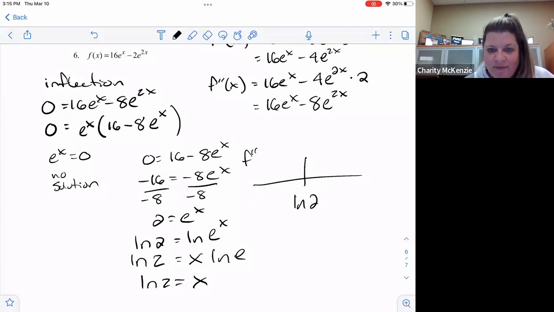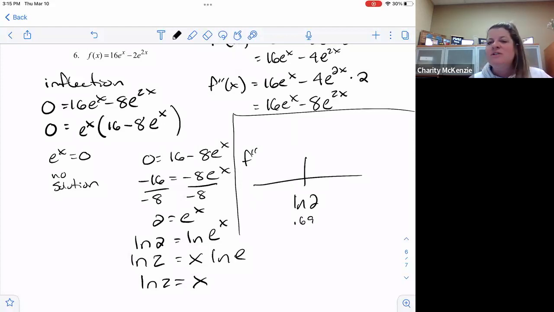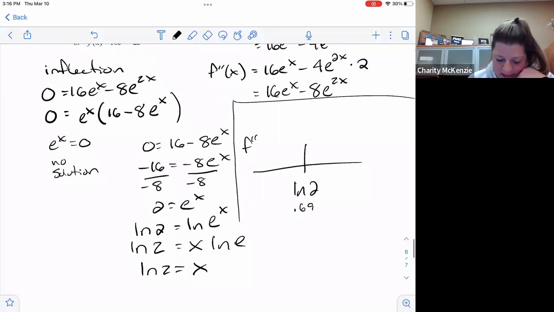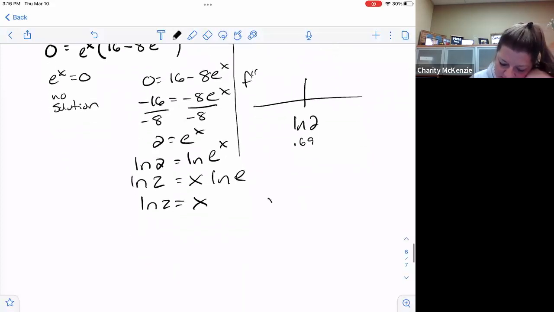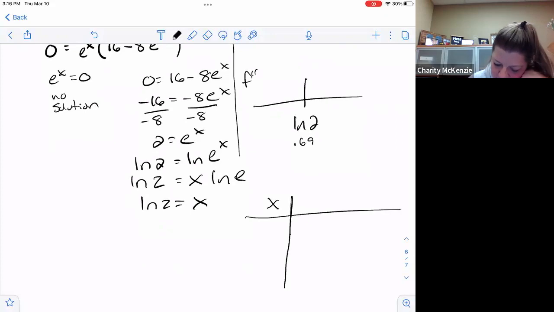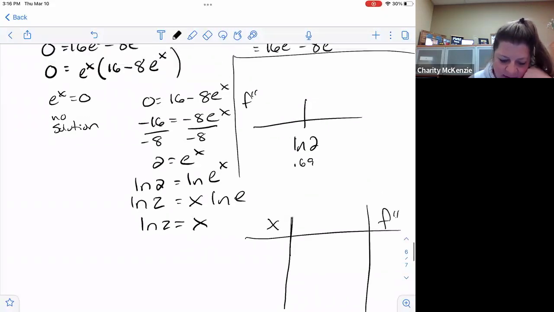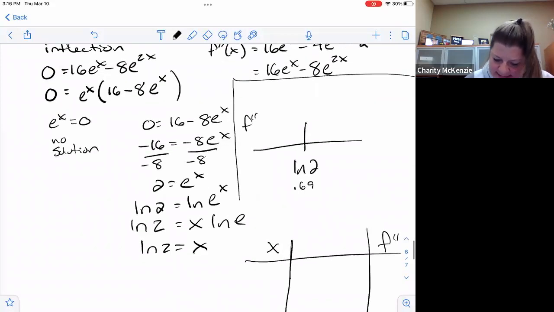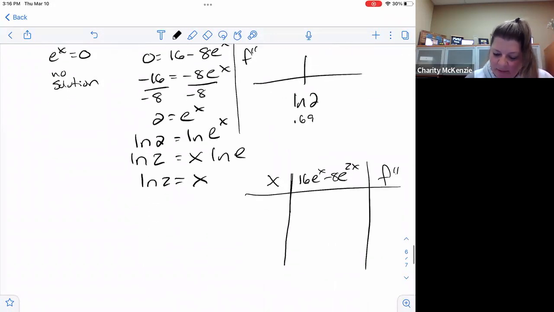We're going to do this with the second derivative. And I'll draw a little line there for my sign chart. And this is about 0.69 positive. So then we have a clue where that's at. Okay, so from here, what number is less than 0.69 would be, I don't know, 0, right? So we can do a little chart here. Okay, and our second derivative was 16 e to the x minus 8 e to the negative 2x. Okay, so then we're going to put in 0. And what are we going to get out?